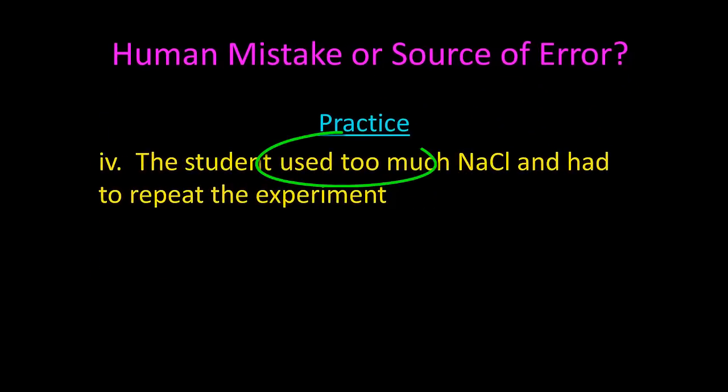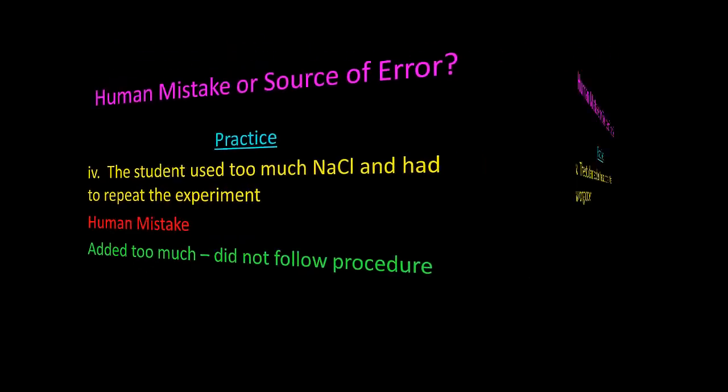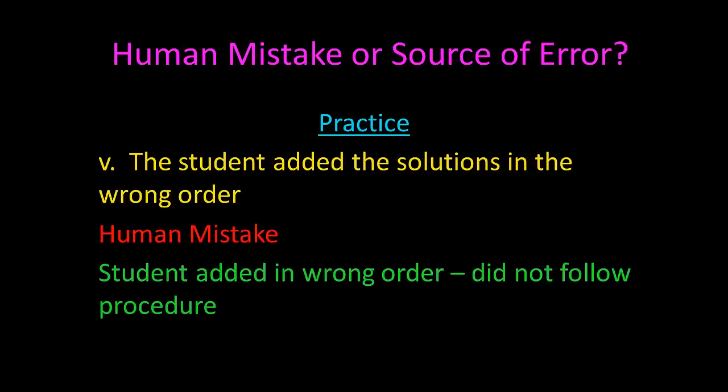The student used too much sodium chloride, NaCl, and had to repeat the experiment. Well, that would be a human mistake, because the student did not follow the procedure. The student added the solutions in the wrong order. This also would be a human mistake because they didn't follow the procedure.